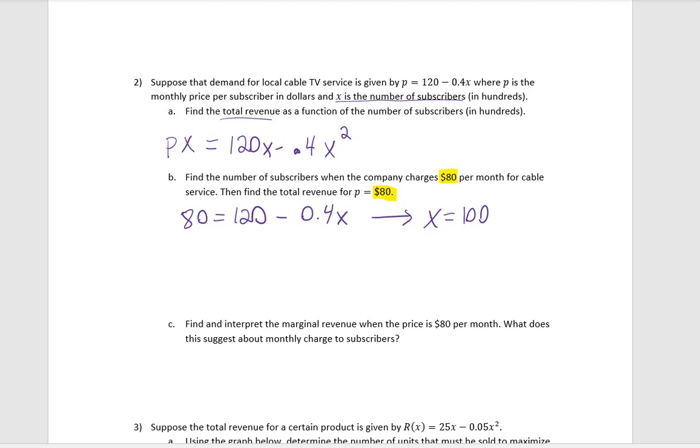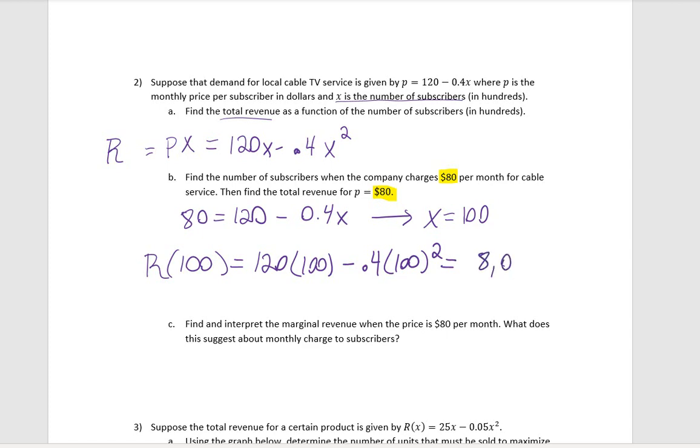Now if we want to find the total revenue, which we found up here, the revenue at 100 subscribers is going to be 120 times 100 minus 0.4 times 100 squared. So our total revenue when we have 100 subscribers is going to be $8,000.